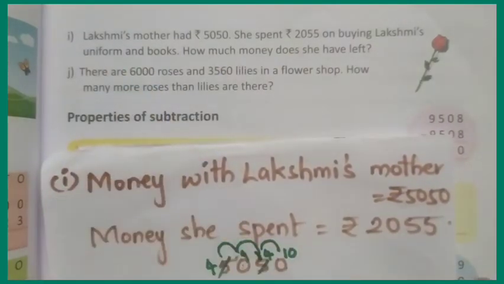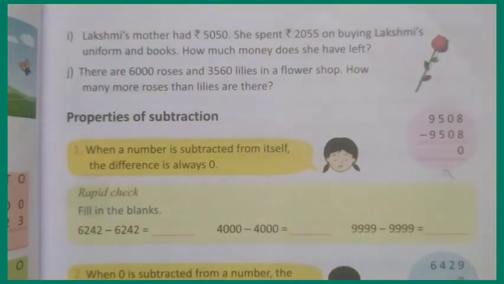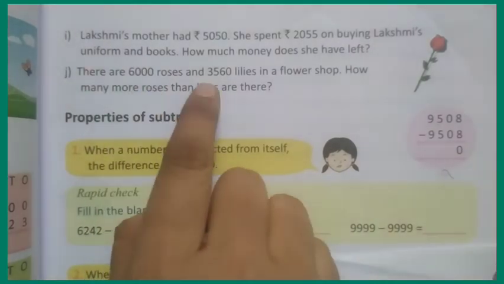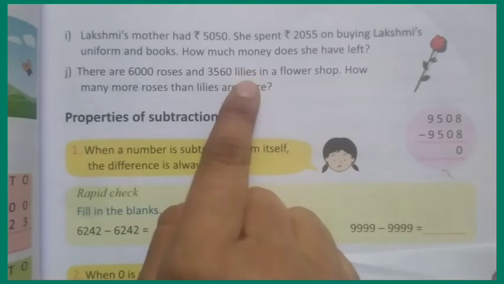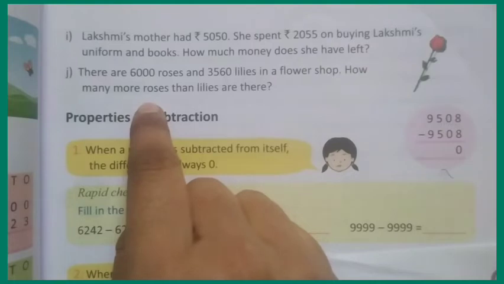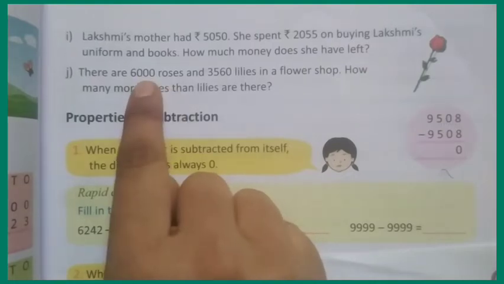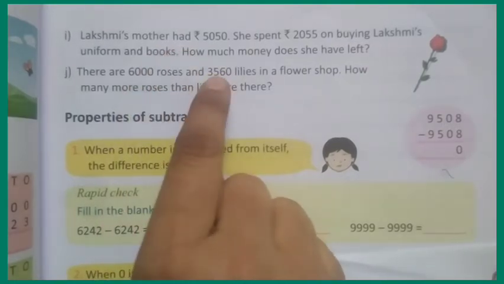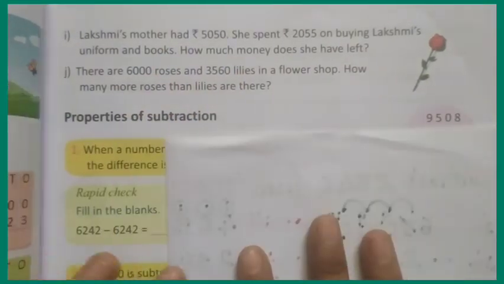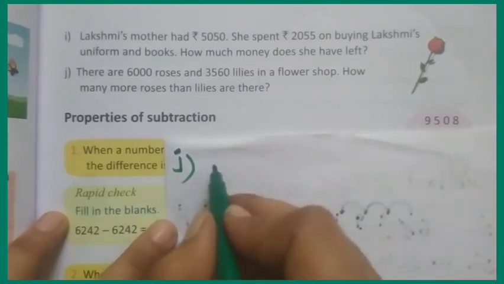Look at J question. There are 6000 roses and 3560 lilies in a flower shop. How many more roses than lilies are there? Look here, 6000 roses are there, 3560 lilies are there. Which one are more? Yes, roses are more. How many more? Means how many extra roses are there? Means subtract 3560 from 6000.